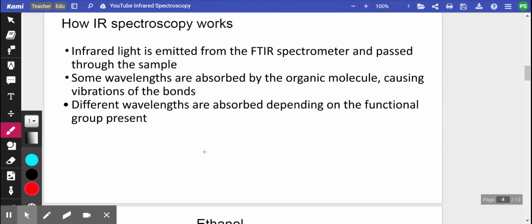Okay, now what wavelengths are absorbed depends on what bonds you have. In organic chemistry, you may have a single bond between two carbons or maybe a double bond between carbons. When the light goes through the compound, if it is absorbed, it causes this bond to vibrate, and that's where the energy is going. If this energy is absorbed, the bond vibrates in different ways. Depending on the bond, you will absorb a different wavelength of energy.